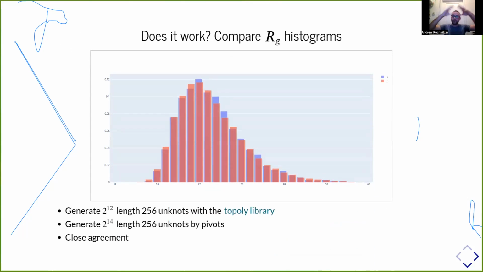And so does it work? Well, again, we can compare the RG histograms of ones sampled by doing what I just described, and ones sampled using, say, the Equilateral Polygon sampler by Jason Cantarella, and then filtering out ones that we can prove to be unknots and check the distribution of RG. And you can see that these are pretty good. They line up very neatly.